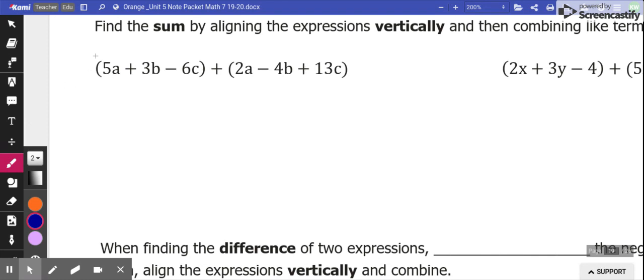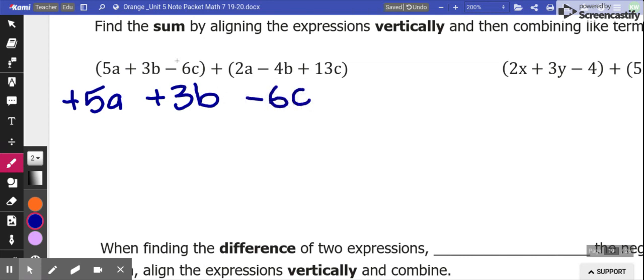So I'm going to start by writing down my positive 5a, and I'm going to write down a positive symbol with it, positive 5a. Then I'm going to move here and write down my positive 3b. Then I'm going to move over here and write down my -6c. Underneath that, I'm going to write down these terms. So the positive 2a, I'm going to write down underneath the positive 5a because I'm going to be able to combine those. The -4b, I'm going to write down underneath the positive 3b. And the positive 13c, I'm going to write down underneath my other term that has a c.